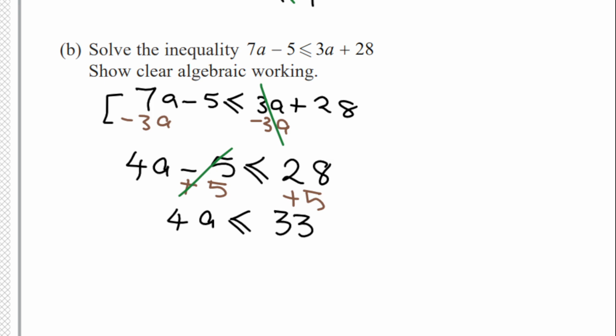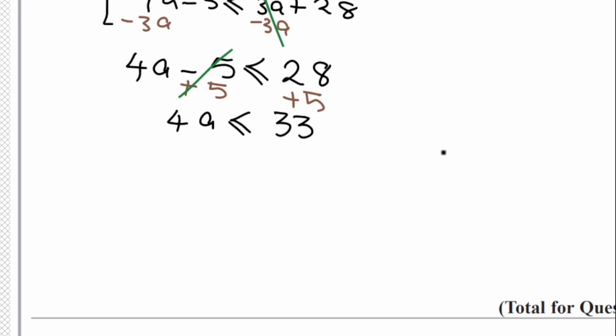That's good. Are we done? No, we need to find a. So what do we do? We divide by 4. We divide by 4. This is gone. So that gives me a is less than or equals to 33 divided by 4.